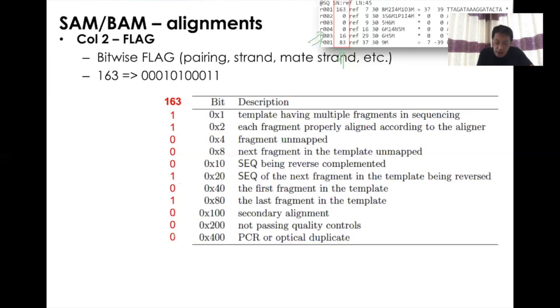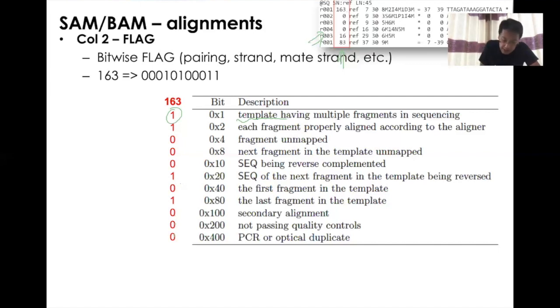The first line here, 1, the description is the template having multiple fragments in the sequencing. As you can see, this number is 1. What this tells us is, to answer this particular question, the answer is yes. Which means that in addition to this nucleotide read, there is another read from this fragment in the BAM file. So what that tells us is this is a paired end read, which means there are 2 reads coming from the same fragment.